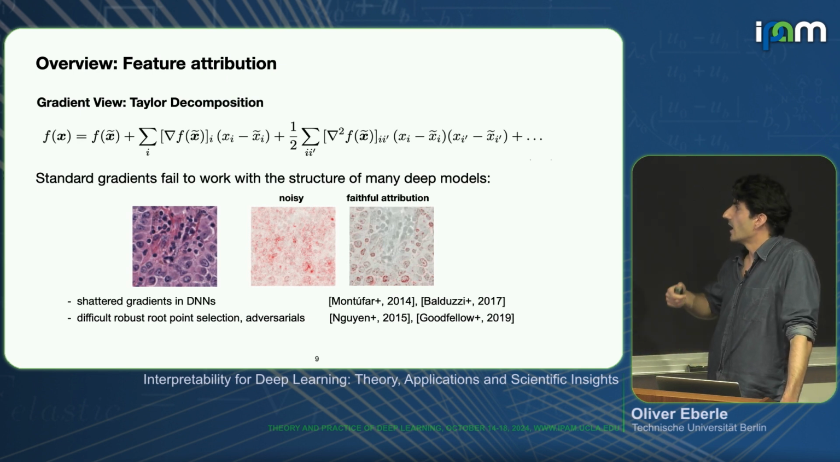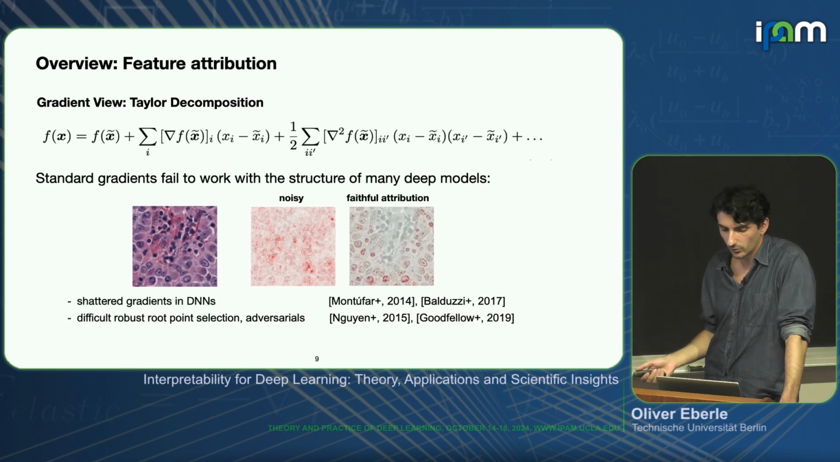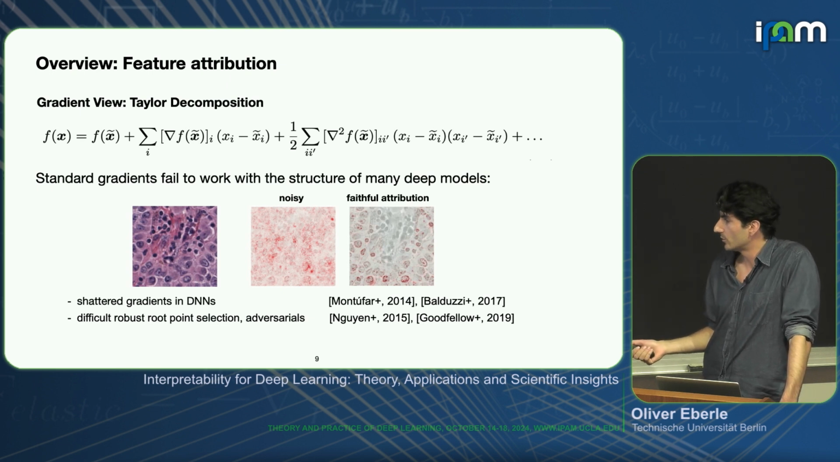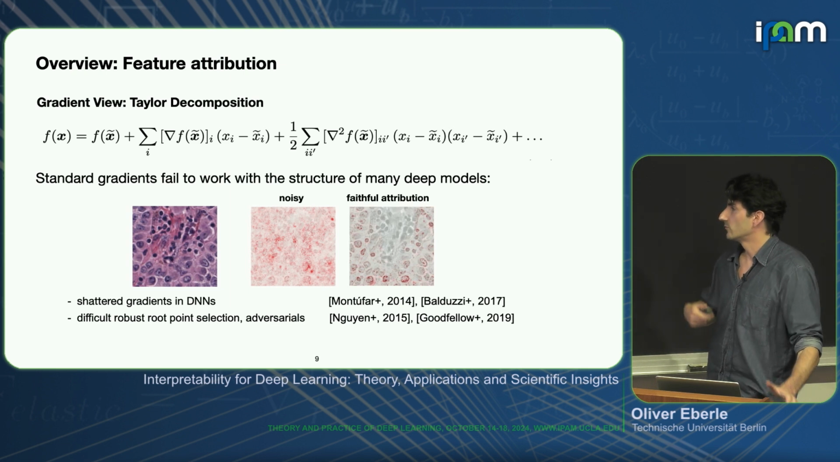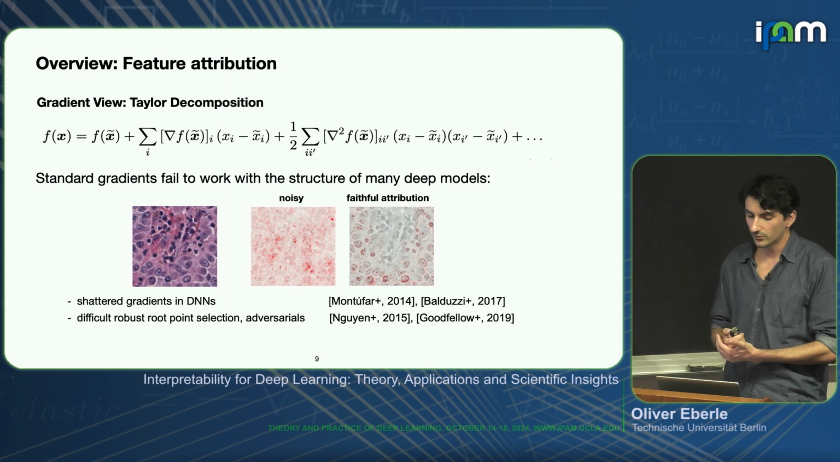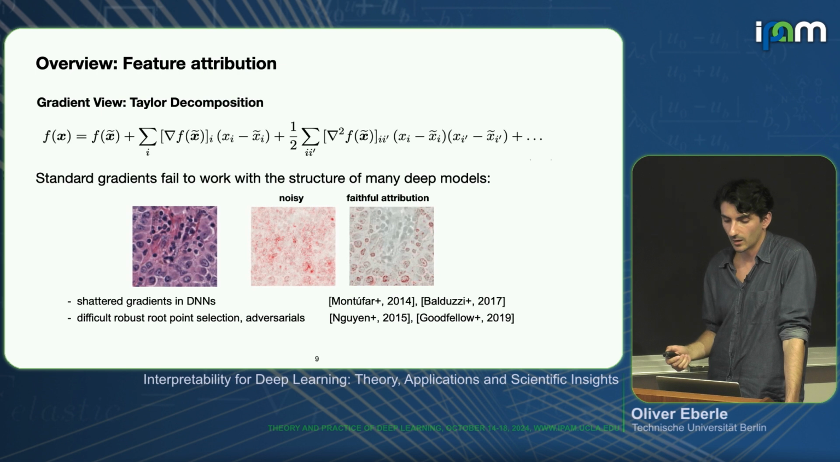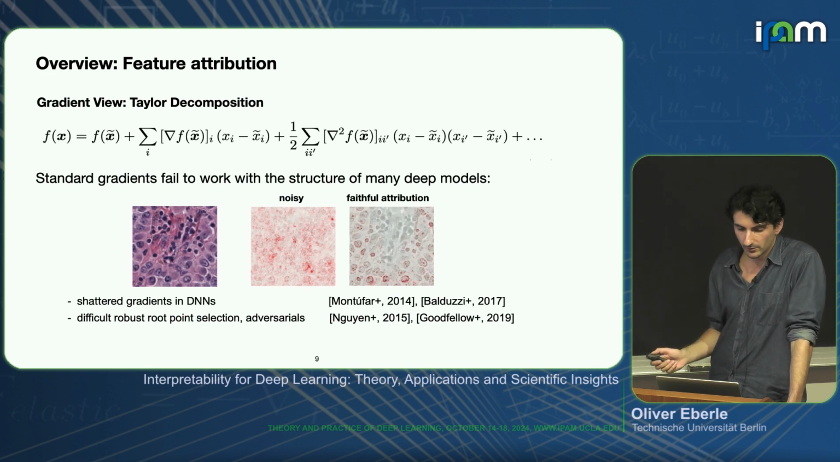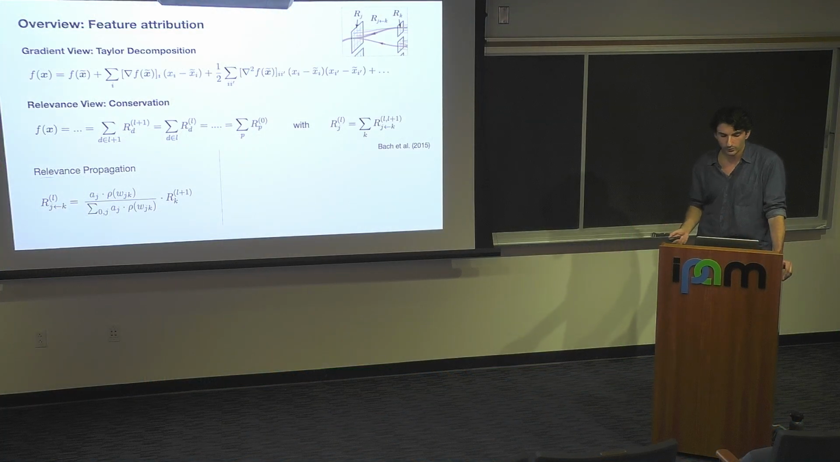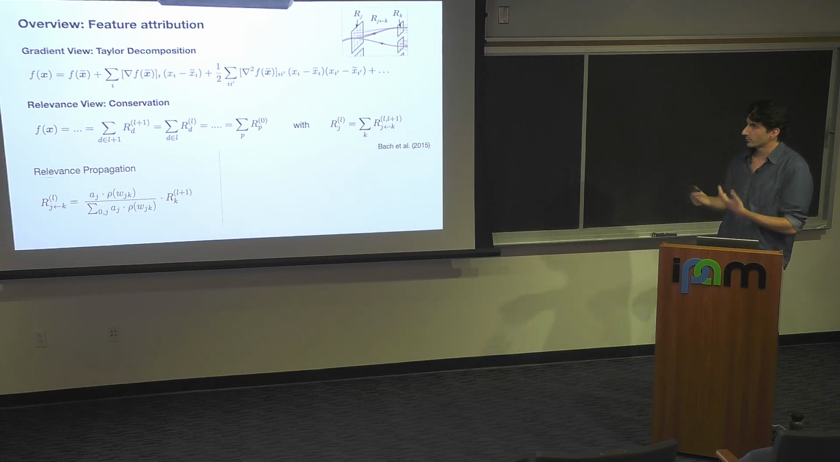This effect is usually attributed to the idea of shattered gradients that you observe in deep neural networks. Also, generally you need to select the root point, which might be difficult. And you also run into problems of adversarials, so that networks are prone to fitting to noise, and you can pick that up in your explanation, and then it becomes very difficult to distinguish between what's noise, what's signal, what's an adversary, and so on. So this is the gradient view. In a second view, you can look at this from a relevance perspective.